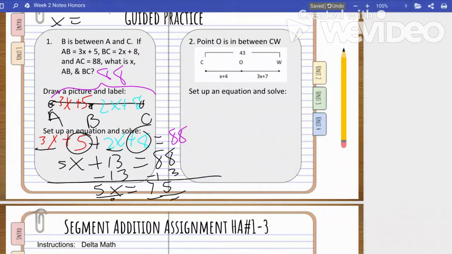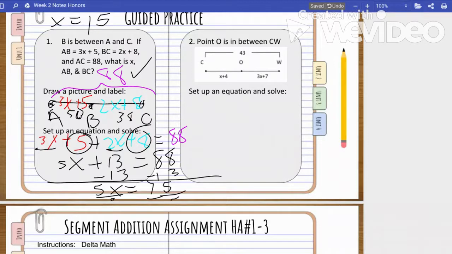So x equals 15. How do I check my answer? Plug it back in. 3 times 15 is 45 plus 5 is 50, so AB equals 50. 2 times 15 is 30 plus 8 is 38. What's 50 plus 38? 88, good.